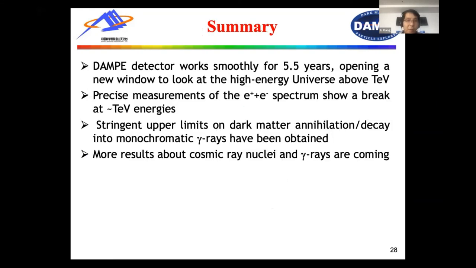So as a summary, the DAMPE detector has worked mostly for 5.5 years, opening a new window to look at the high energy universe above TeV. Precise measurement of the electron and positron spectrum shows a break at about TeV energies. The most stringent upper limits on dark matter annihilation and decay into gamma ray lines have been obtained. And more results about cosmic ray nuclei and gamma rays and maybe electrons are coming. Thank you very much.